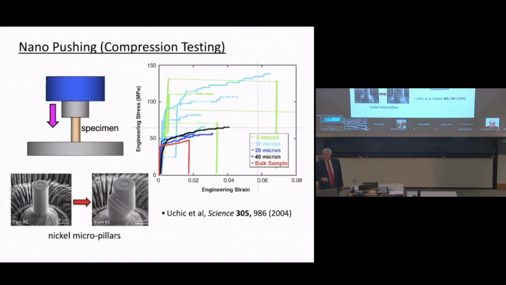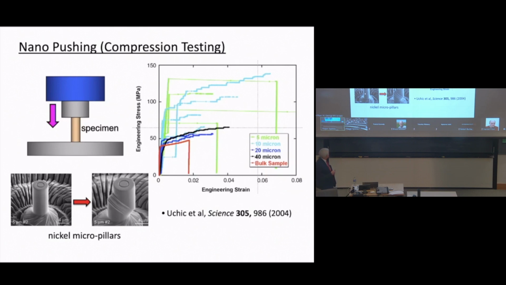Now, another thing that happened with nano-indenters happened in the 2000s. It was realized that this instrument is almost perfect for doing a different type of test, and that different type of test is what is now commonly known as pillar testing. I'm going to call it nano pushing or compression testing here.